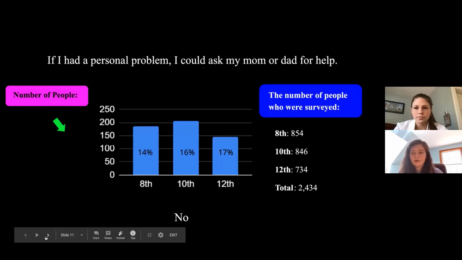Another large part of the PNA is looking at personal relationships, again talking specifically about the protective factors and the risk factors. So this question, if I had a personal problem, I could ask my mom or dad for help. Around 15% of people in every grade answered no. So clearly there's quite a bit of the population of South County who doesn't have a good relationship with their parents necessarily. And this is, again, a really important risk factor and protective factor.